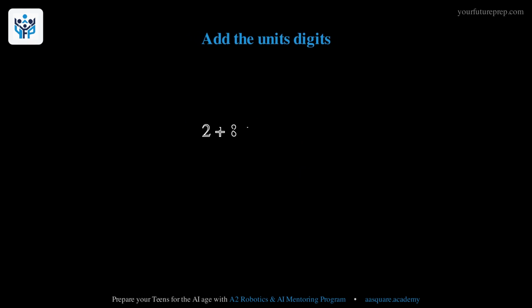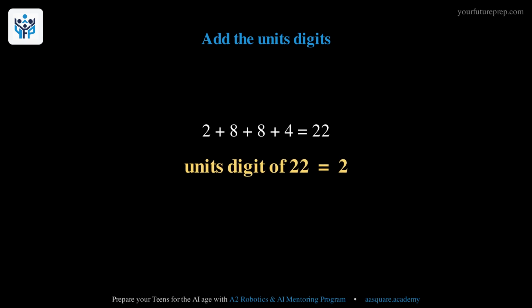So we add the units digits. 2 plus 8 plus 8 plus 4 equals 22. The units digit of 22 is 2. So the units digit of the whole sum is 2. The answer is 2.